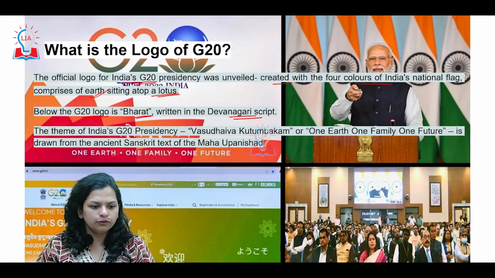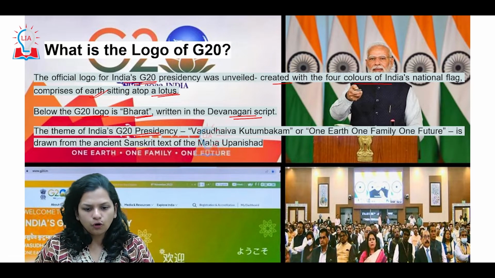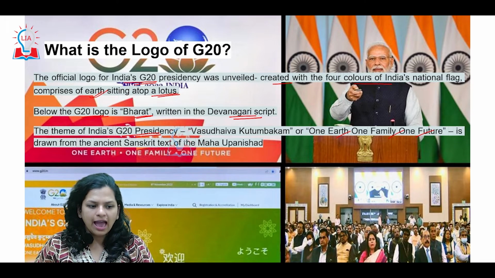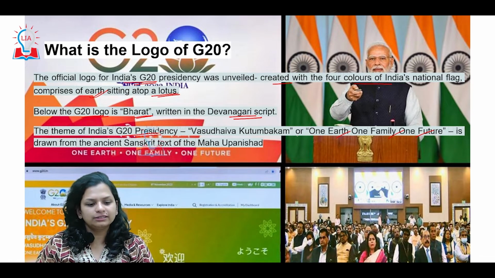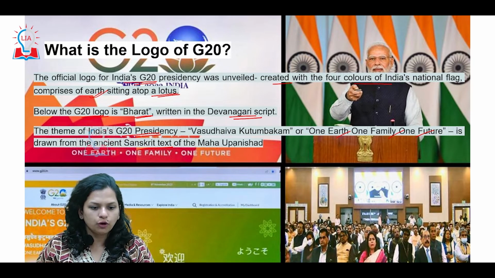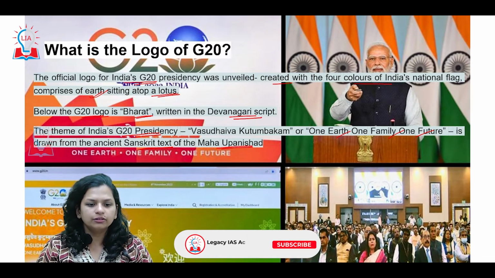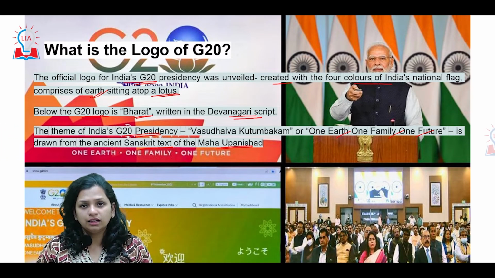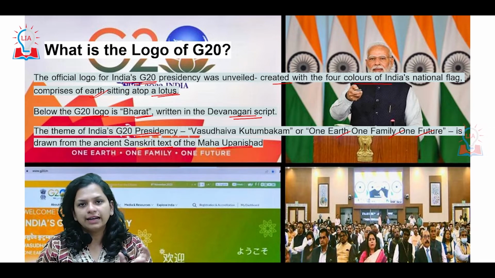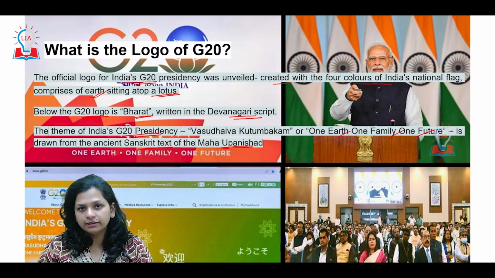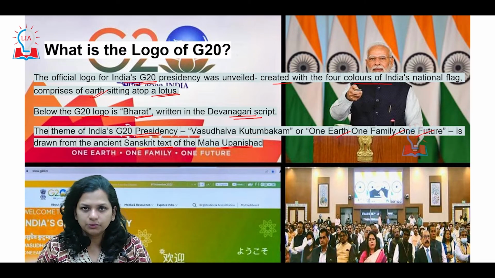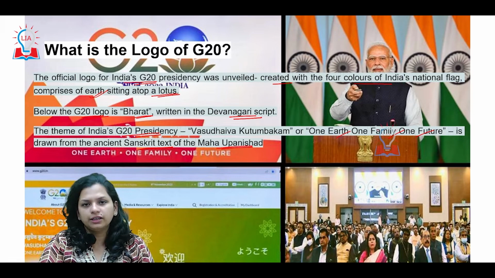Now, the theme of India's G20 presidency is Vasudhaiva Kutumbakam, or one earth, one family, one future. This concept is drawn from the Sanskrit text of the Maha Upanishad. So this is where we draw our source, and the very important pointers are what exactly the logo is: the earth, the lotus, the colors involved, the name Bharat, not India, written in Devanagari script, and the theme, which is Vasudhaiva Kutumbakam.